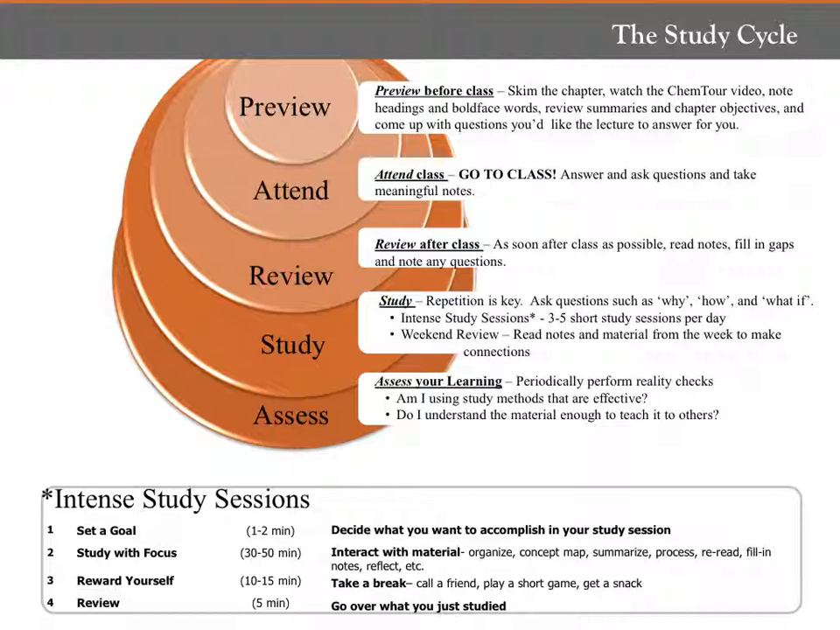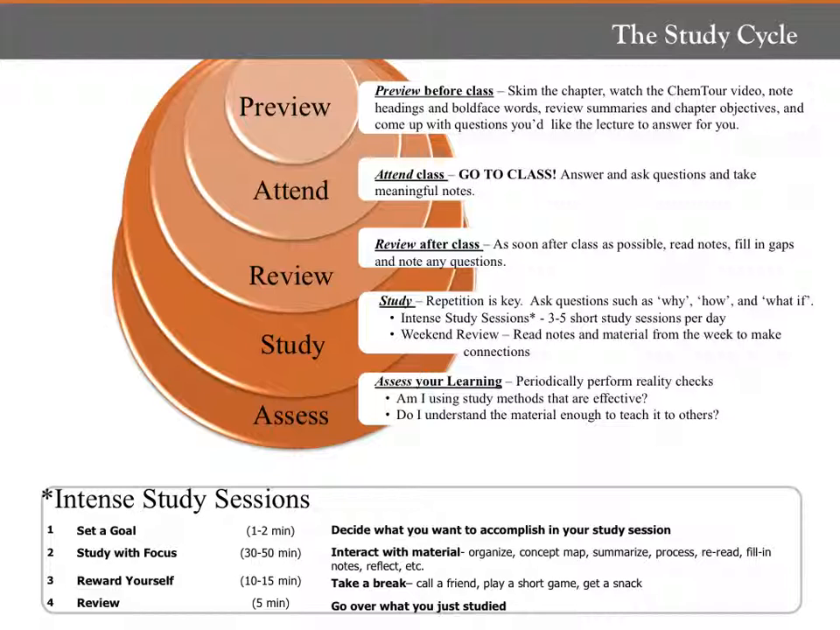Then the next step is to actually attend class. This is typically not a problem for most students, but certainly something to be considered. You should go to class and be an active learner, meaning answer questions, ask questions, and take meaningful notes. Sometimes that means writing down more than just what gets written on the board, if it's something that's going to help you understand what was written on the board.